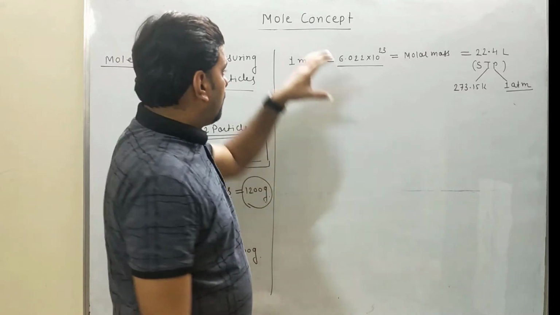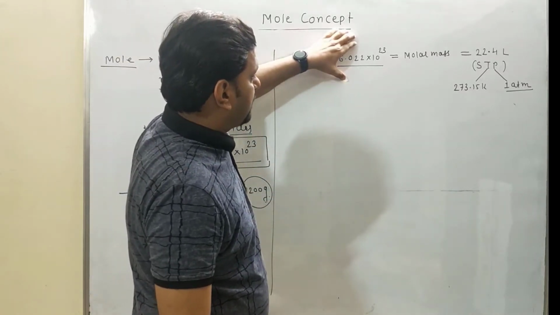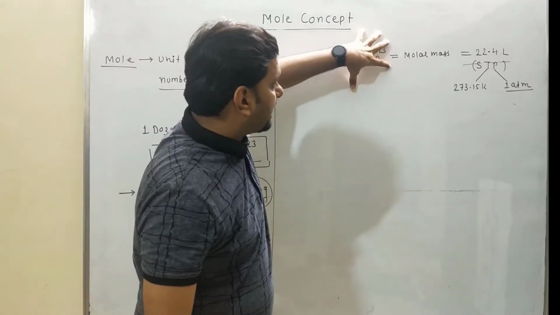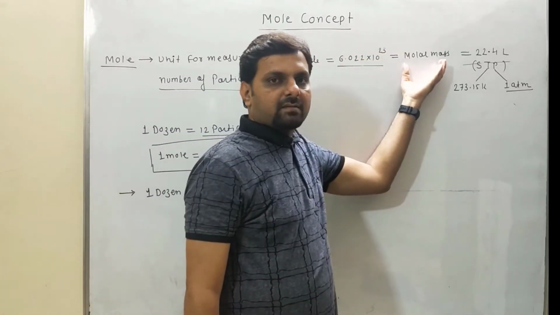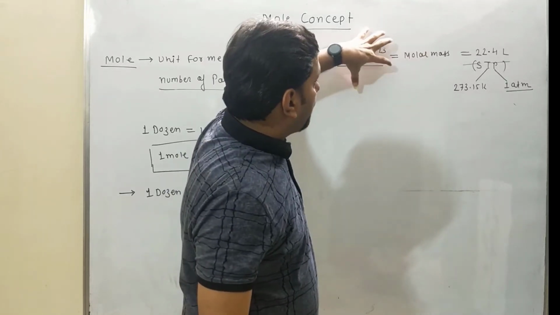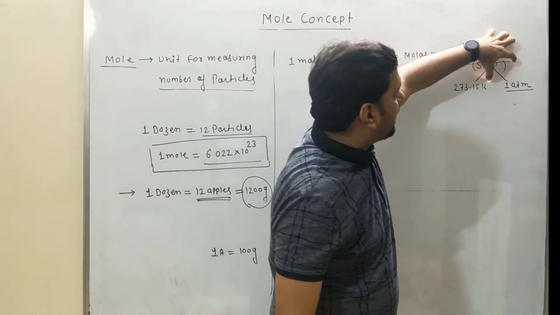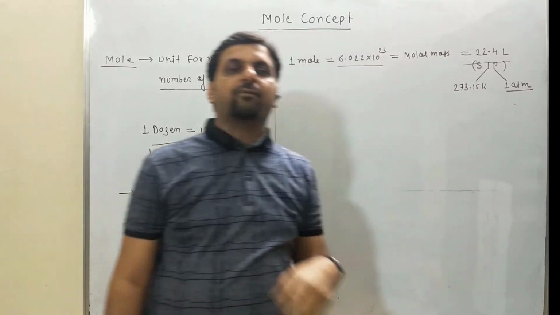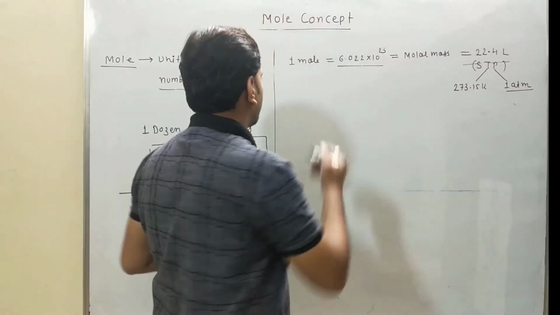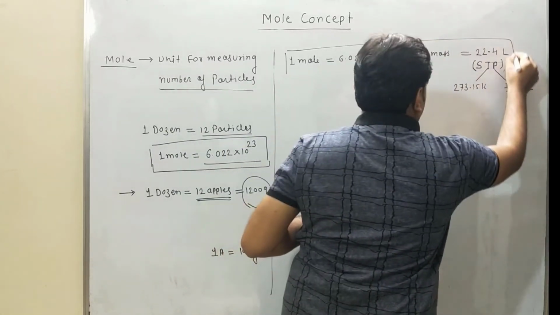Clear? So 1 mole equals 6.022 into 10 raised to 23 molecules, the mass of these particles would be equal to their molar mass, and the volume of all these particles would be equal to 22.4 liter at STP. So this is very important.